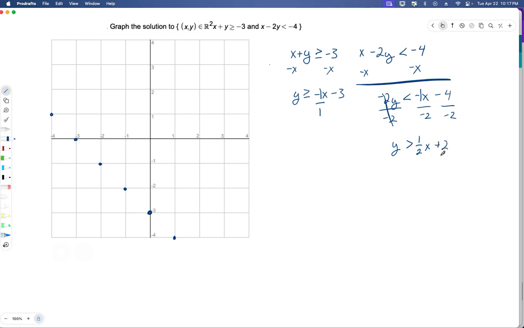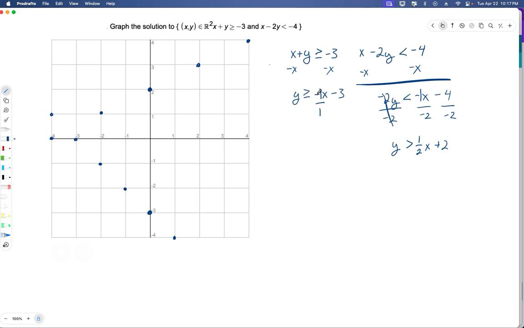So this is our place on the y-axis. And our slope is up 1 over 2. So up 1 over 2, up 1 over 2, right? And we can follow that same pattern all the way back.